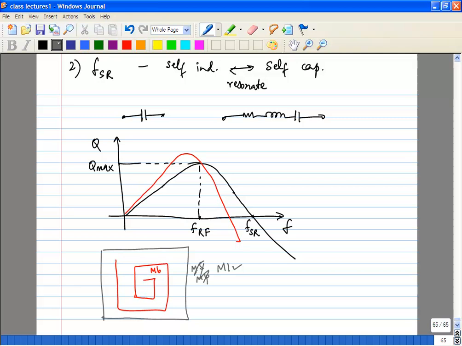Can you do even better? You can actually use your poly layer. Poly has a slightly higher resistivity, but you can use it. That is another conductive, semi-conductive layer between your inductor metal layers and your substrate. So that is another option.